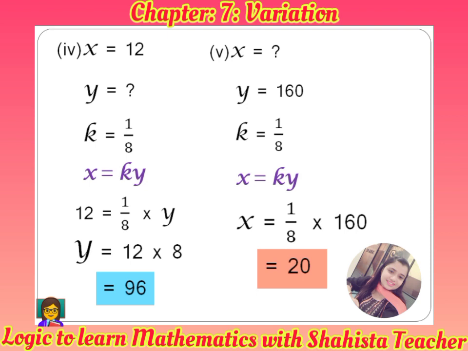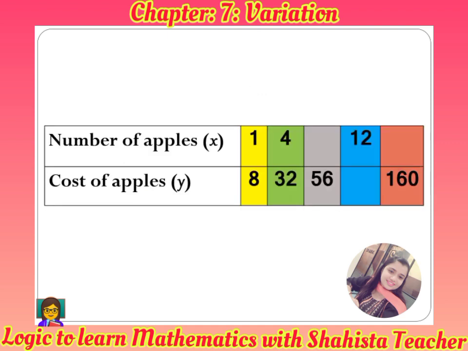So simple. Now 1 upon 8 is the constant value for all these sub questions. Now here we use this equation, that is x is equal to ky. That is, when you had the cost of apples and the number of apples, to find the number of apples you had to divide, and to find the cost of apples you simply multiplied by 8.